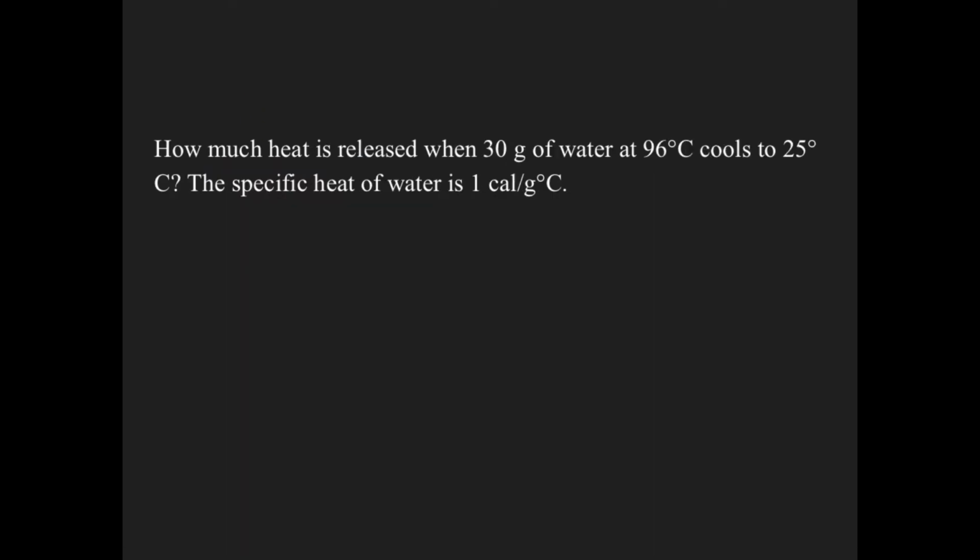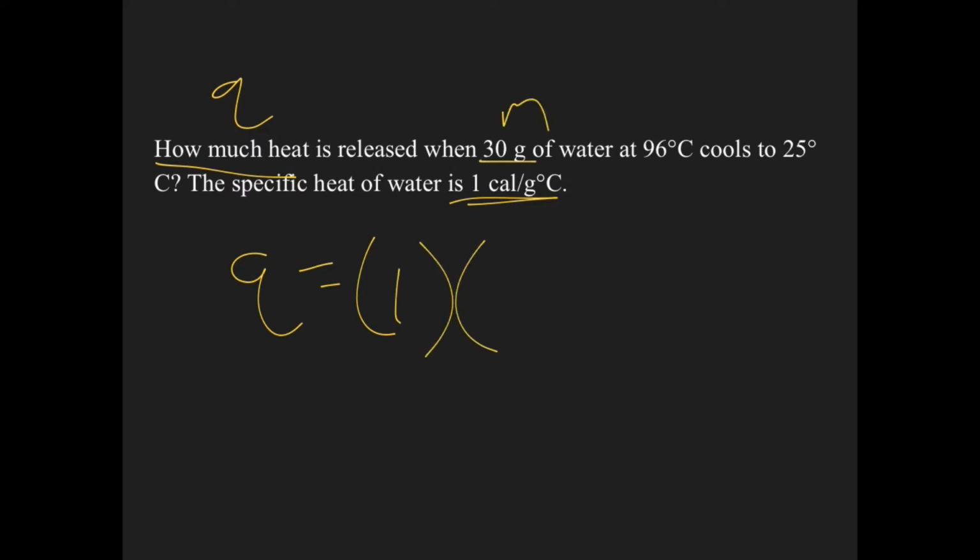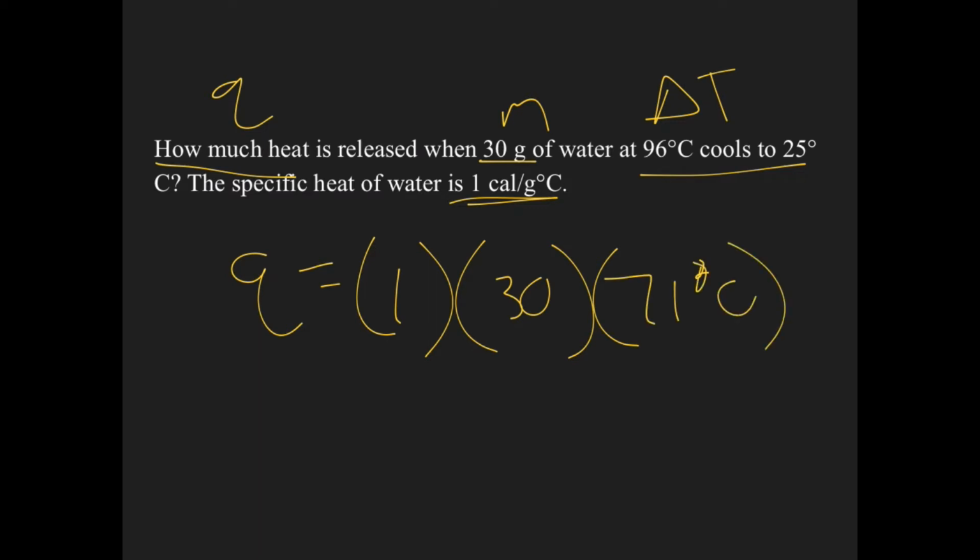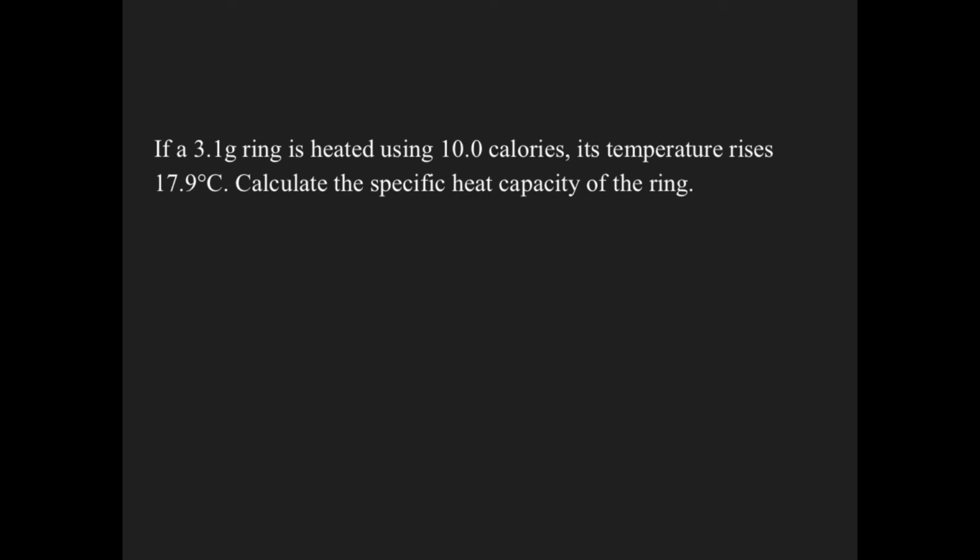How much heat is released? So again, we're trying to find Q. Q equals the specific heat, given as 1, times the mass, which is 30, times the temperature change, which is 96 minus 25, or 71 degrees Celsius. So that means Q equals 2,130 calories.